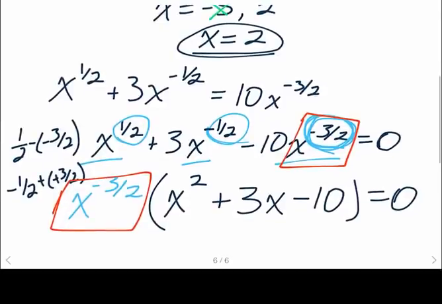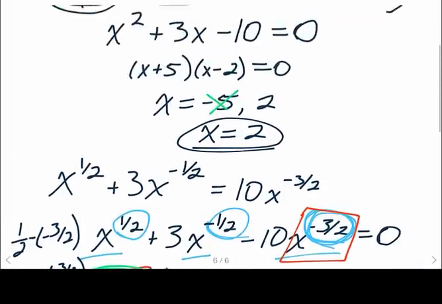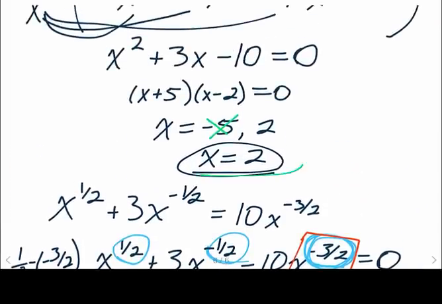But one of the things that I want to point out in this case, and it's a common pitfall, is people see the x to the -3/2 if they've factored it out, and they think, oh, x must equal 0. As a matter of fact, x cannot equal 0 because the negative 3/2 as the exponent indicates that that x is in the denominator. Our final answer, x is equal to 2.